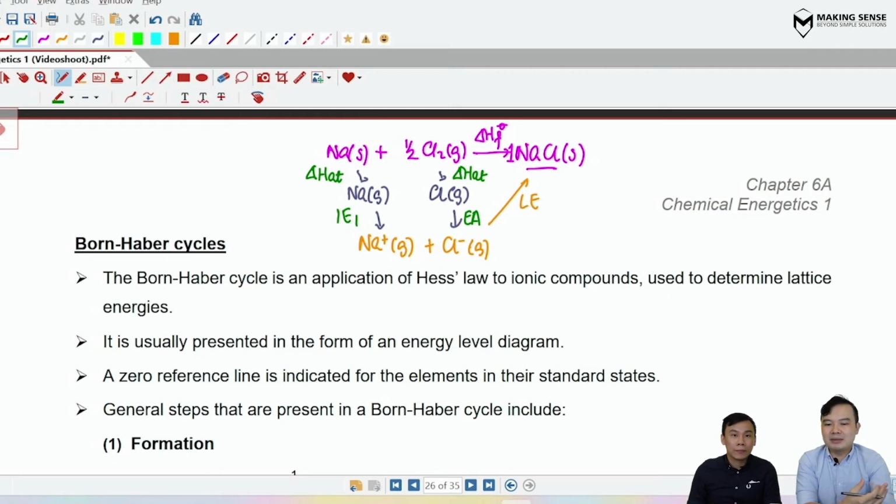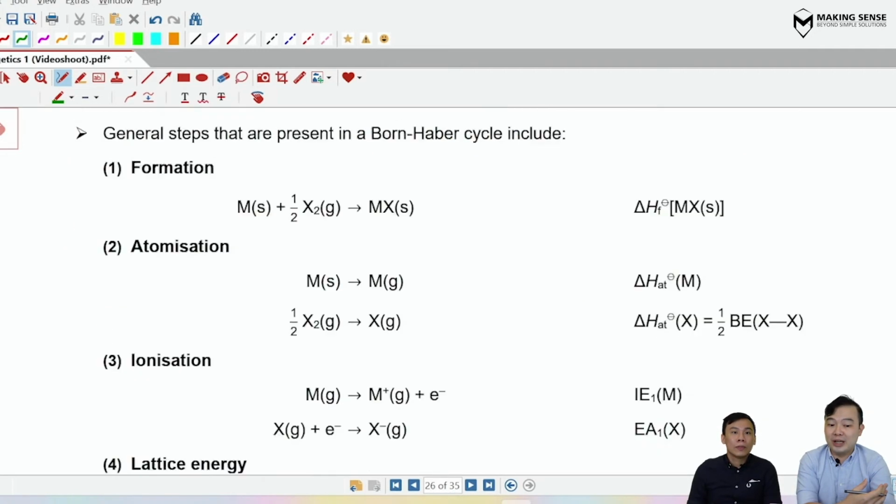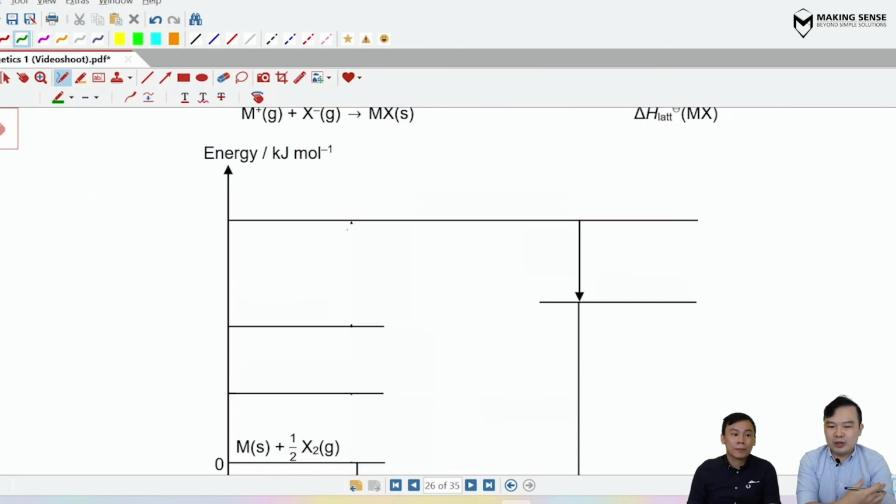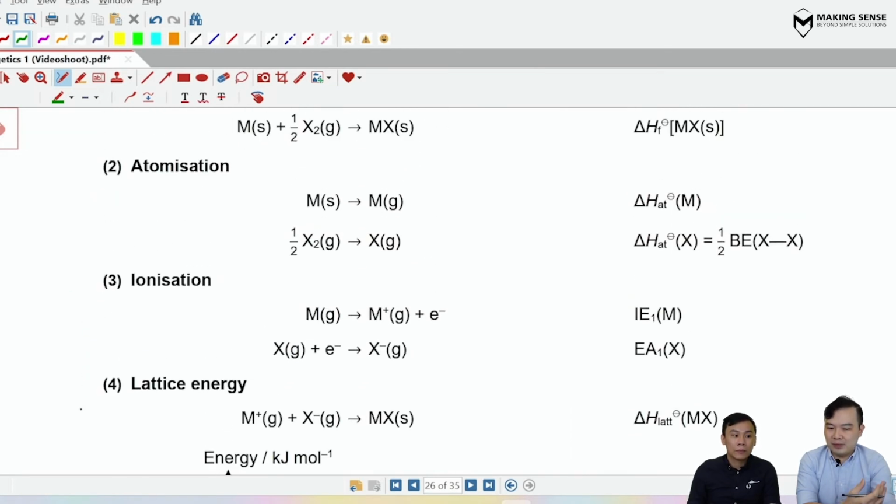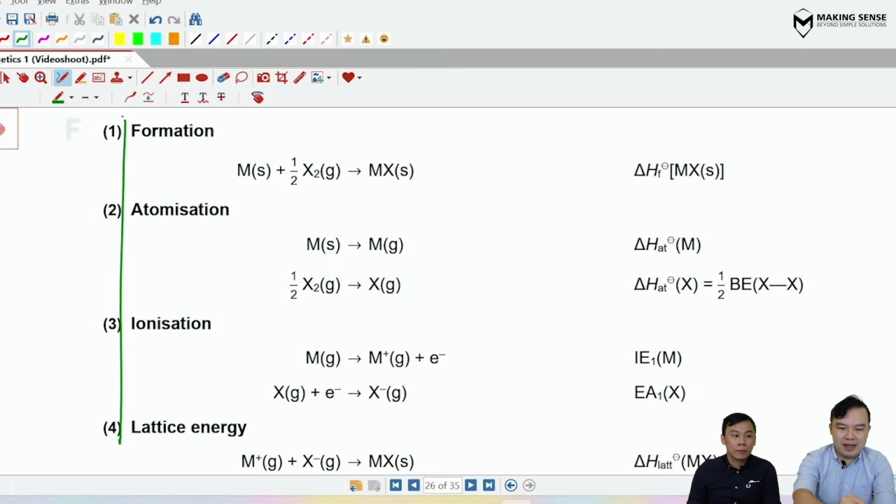But this is not all, because sometimes instead of doing the cycle, they might choose to do the energy level diagram, right? So we're going to run you through this using the acronym over here, which is called FAIL, F-A-I-L.